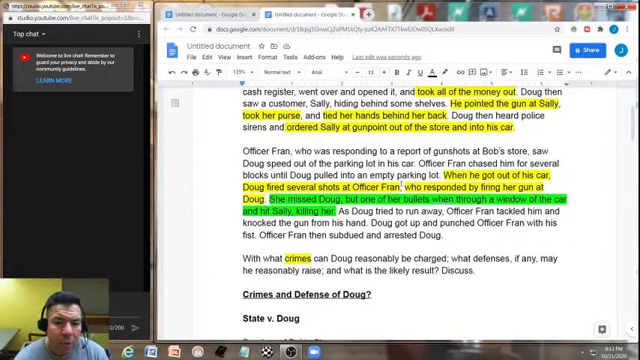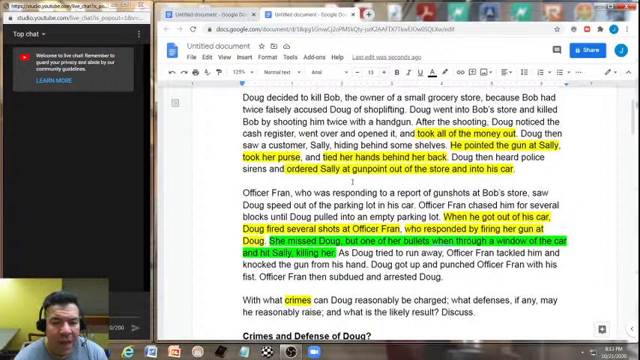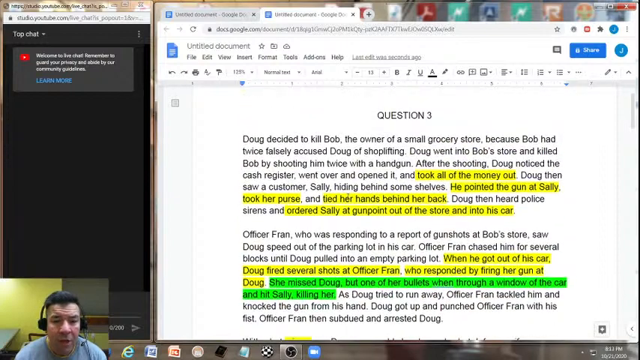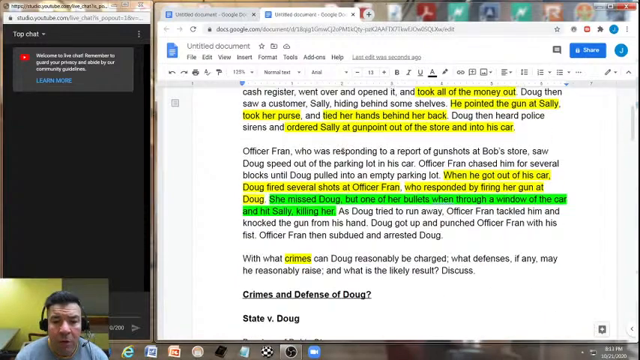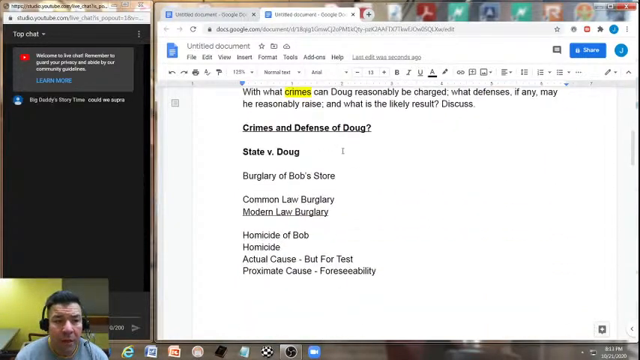Now, what technically could we say concerning Sally that Doug, from Bob's grocery store, has put into motion? A kidnapping. Okay, is a kidnapping considered a felony? Absolutely. And on top of that, you could even argue that the modern law burglary is still in play. Okay, so modern law burglary and possibly the kidnapping of Sally could represent the felony.